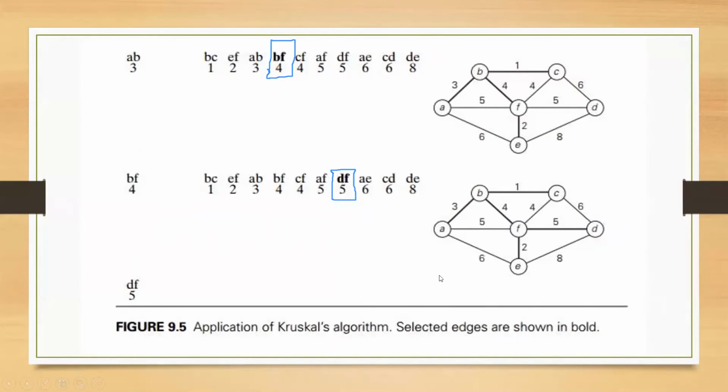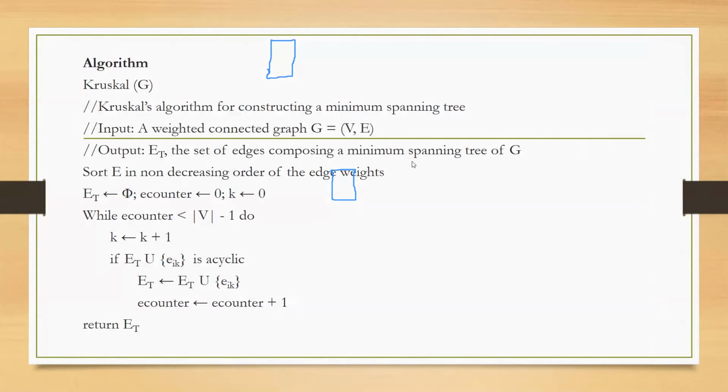And you have to write the total cost. The total cost of this spanning tree is 3 plus 1, 4. 4 plus 4 is 8. 8 plus 2 is 10. 10 plus 5 is 15. So 15 is the total cost. Now we should solve this. So let us see the algorithm now.